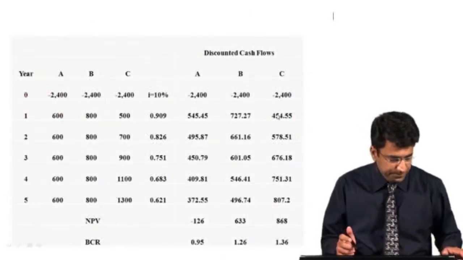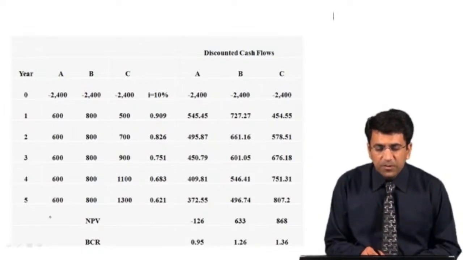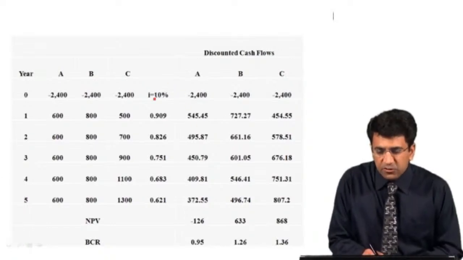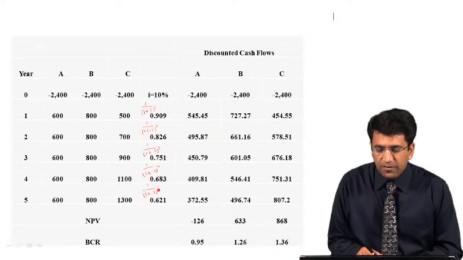Now let's discuss the different values, that is the discounted values. As you can see in this particular table, these are the different cash flows for the projects. This particular factor is equal to 1 over 1 plus 0.1, which is the interest rate, to the power 1. This factor is equal to 1 over 1 plus 0.1 to the power 2, this one is 1 over 1 plus 0.1 to the power 3. Similarly, 1 over 1 plus 0.1 to the power 4, and 1 over 1 plus 0.1 to the power 5.